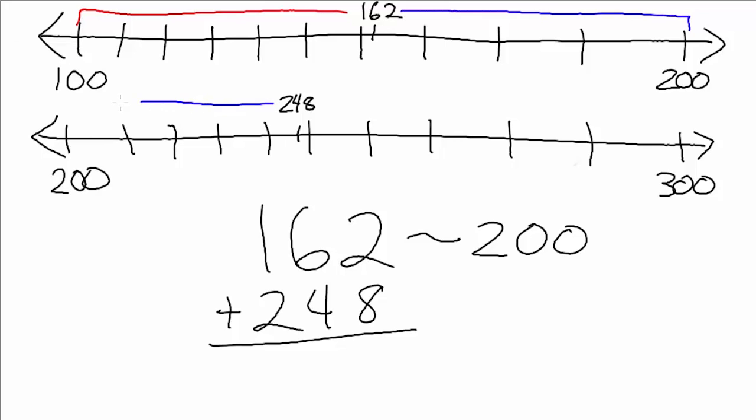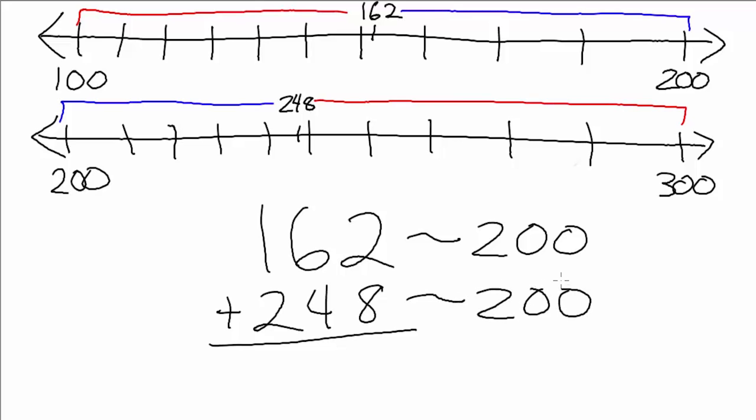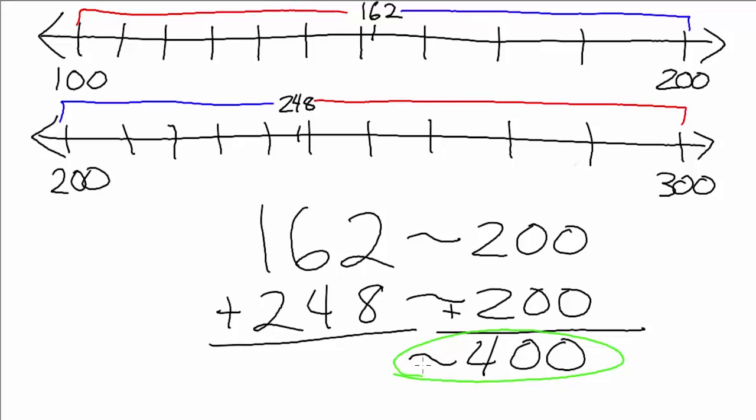On a new number line, we see that 248 will either round to 200 or 300. As it lies slightly closer to 200, we will round 248 to 200. Adding our two rounded numbers together, 200 plus 200, we will receive a sum of about 400. Therefore, 162 plus 248 is about 400.